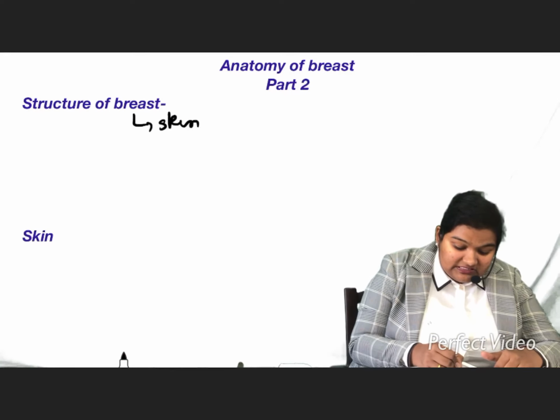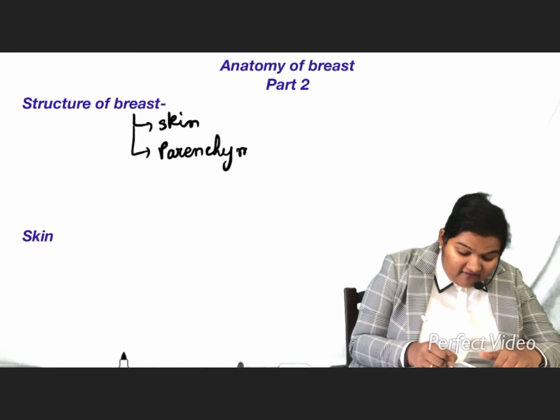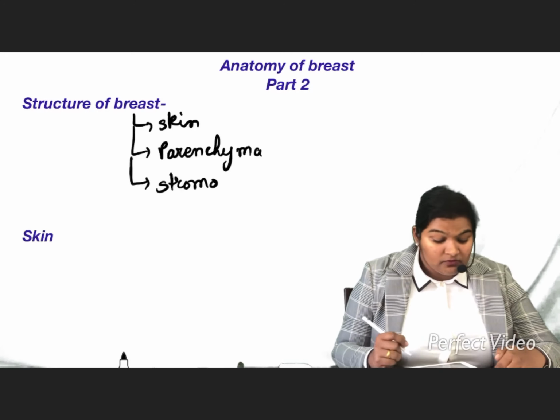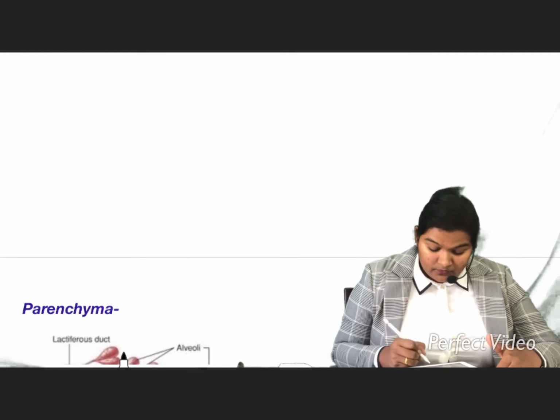The first one is skin. Then we have the parenchyma, and then we have the stroma. Right? So now let us start with the skin first of all.